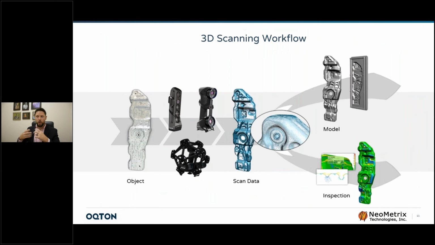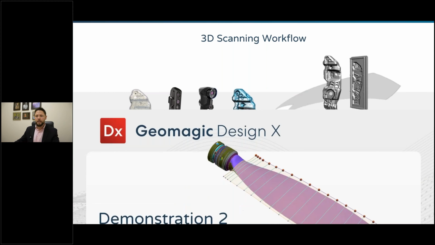All right, so what do we do when we get that scan data? So we've got the object, we've scanned it with our scanner, we've got our scan data, our mesh, so we can either go to create a model, or we can go to an inspection purpose. We're going to go to the model first, and then later you'll see the inspection after that. So for reverse engineering, that's going to bring us to our premier tool, Geomagic Design X.